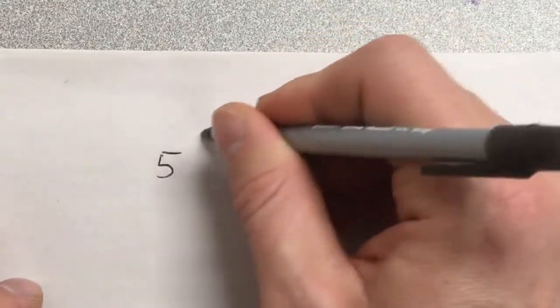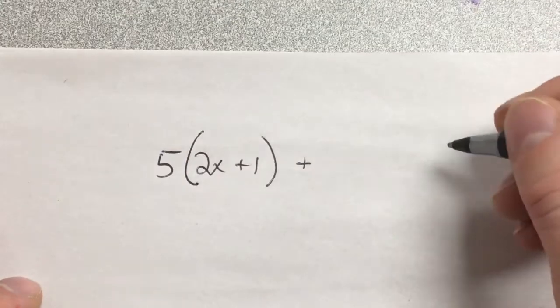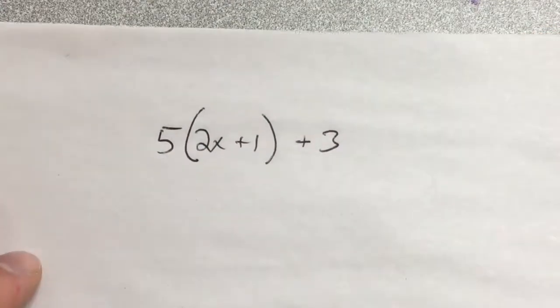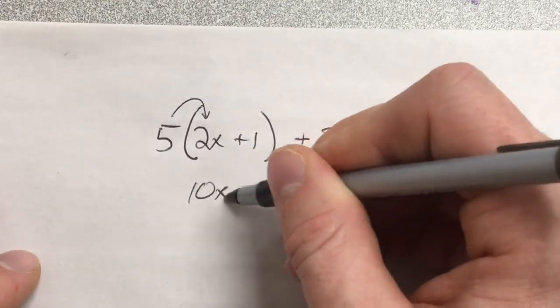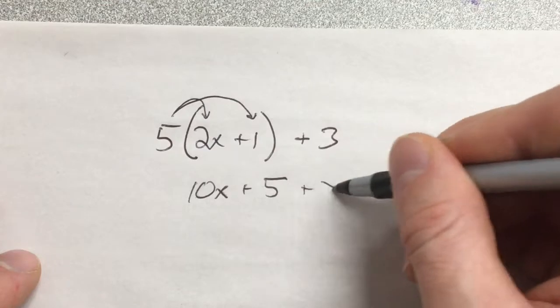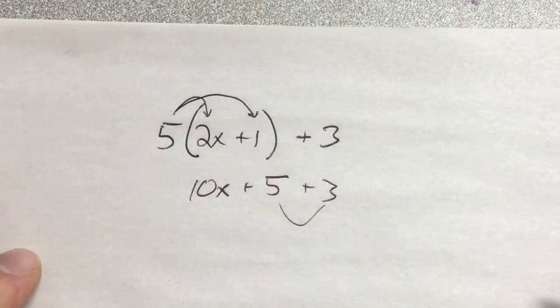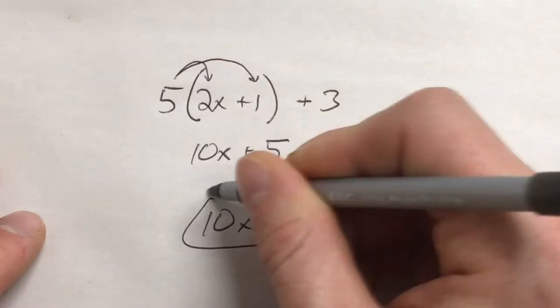You can use the distributive property in these cases. You could do something like this. It's getting a little more 7th grade-ish, but I think students can handle it. 5 times, let's say, 2x plus 1, and then let's add, I don't know, a 3 out here. Well, use your distributive property. 5 times 2x is 10x, plus 5 times 1 is 5, plus 3. Now these two terms can be combined, and you end up with 10x plus 8, and you've simplified that expression.